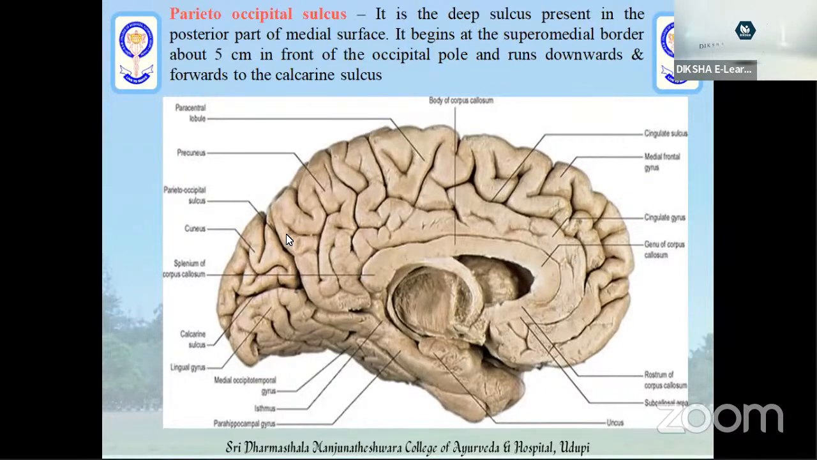It begins at the superior medial border about 5 centimeters in front of the occipital pole. This is the occipital pole, and 5 centimeters in front of it, the parieto-occipital sulcus will start. It runs downwards and forwards towards the calcarine sulcus. This is the calcarine sulcus. Now, this parieto-occipital sulcus is also important to know how the lobes of the cerebrum are divided.